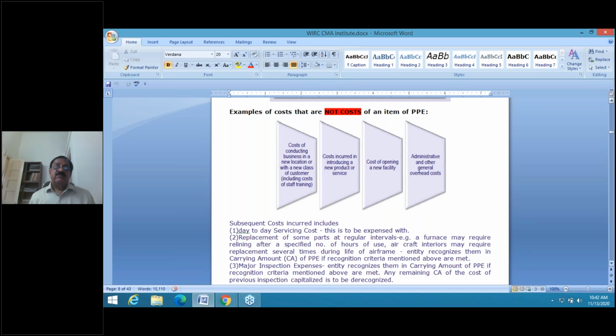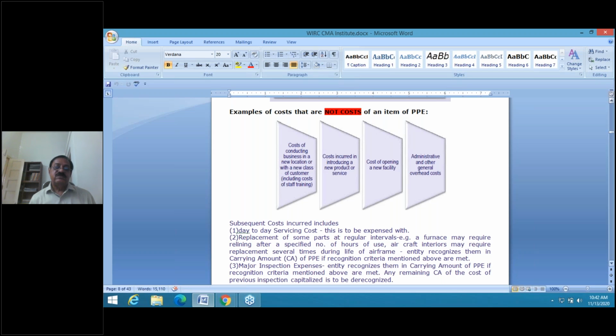Previously, we used to show these advertisement expenses as an advertisement suspense account, and we used to amortize them over a period of 3 years or so over the P&L account. But now, as per this Ind AS, heavy advertisement cost at the time of introducing a new product or new service will never be capitalized. It will be directly debited to your profit and loss account as and when it is incurred.